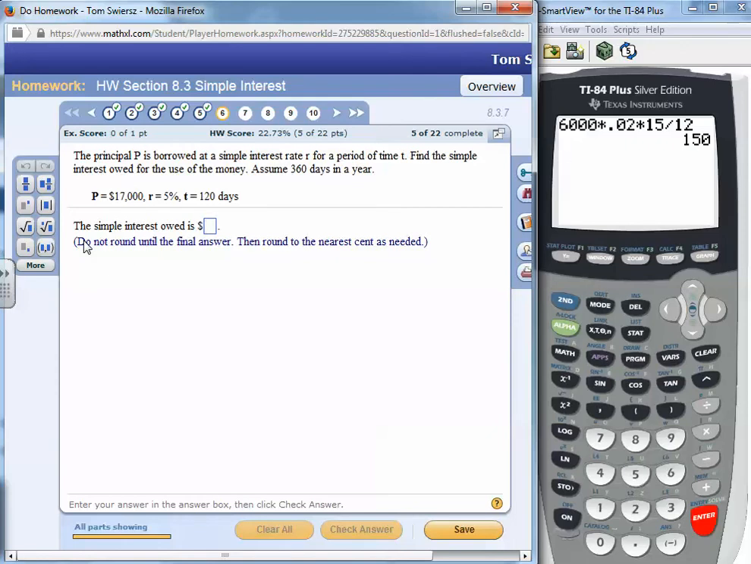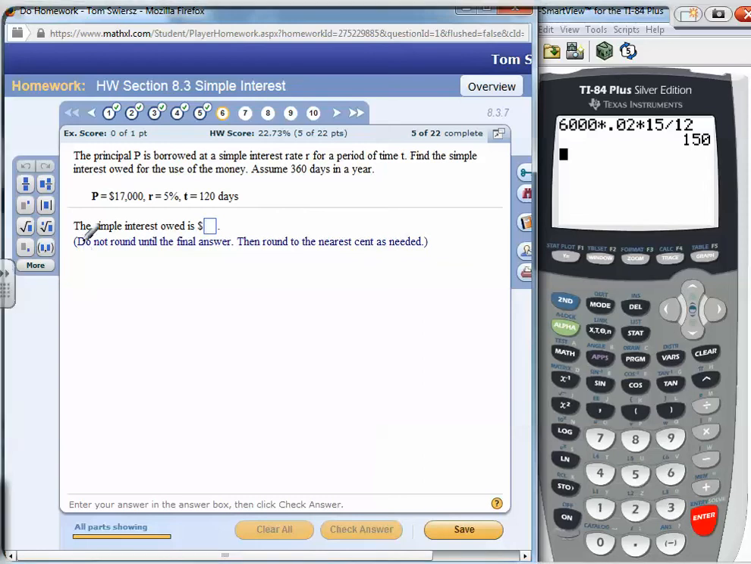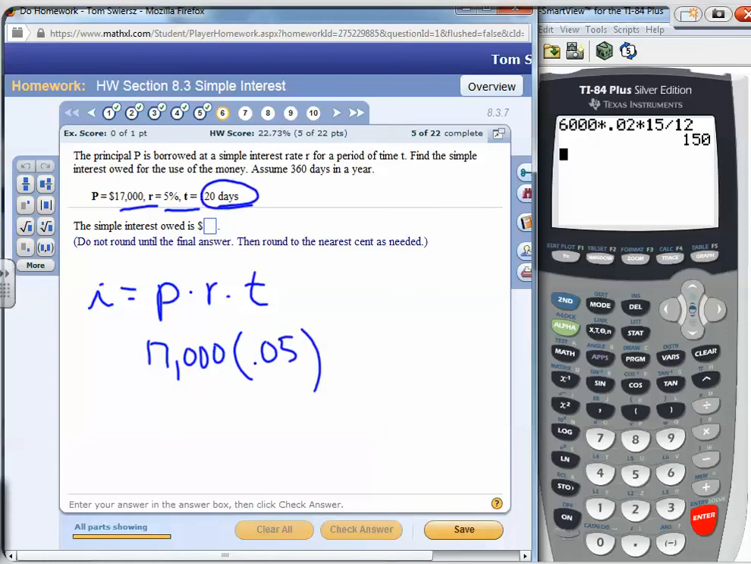Okay? All right, number 6 is another find the simple interest. So we have interest, same formula we've been using, principal times rate times time. Principal is 17,000. The rate as a decimal, 5% is 0.05. The amount of time is 120 days, and notice here, you assume there's 360 days in a year. So to get the fractional part of a year, we take the number of days, which is 120, and divide by 360. So the banker's rule says, even though there's 365 or 366 days in a year, we'll just use 360. So you can go ahead and do that on your calculator.